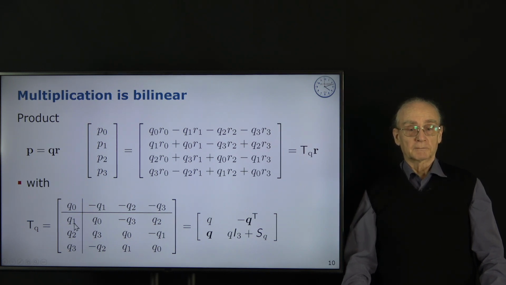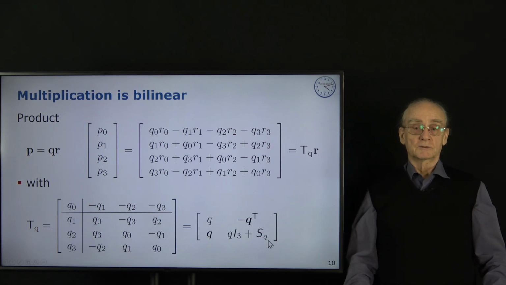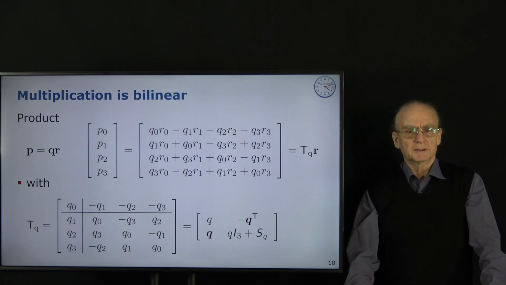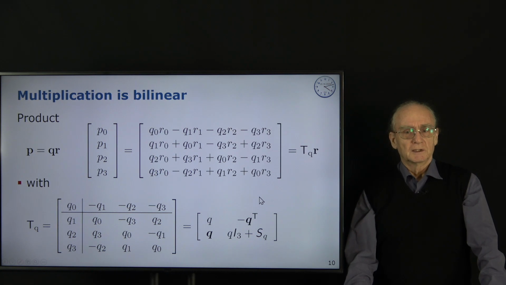Here the vector part, q. Here the negative vector part. And here on the off-diagonal elements, the skew-symmetric matrix of the vector q. So you have a very nice structure for this multiplication. You can actually do this easily in MATLAB by building such a matrix and multiplying it with the corresponding vector.